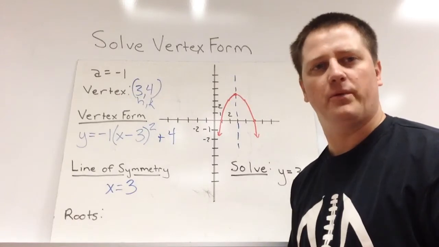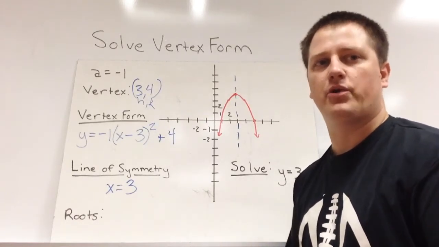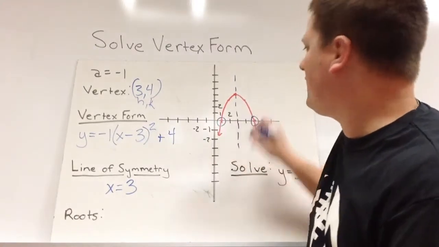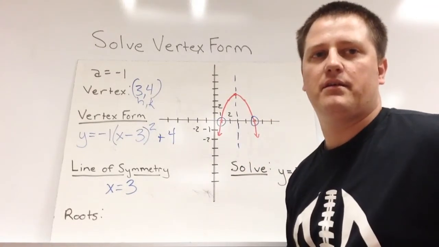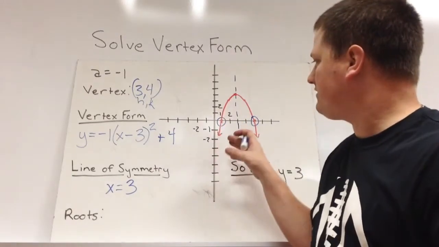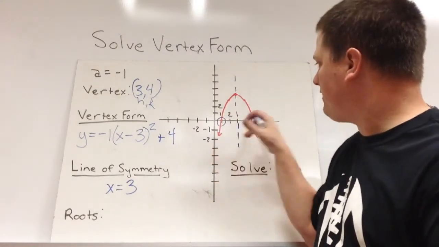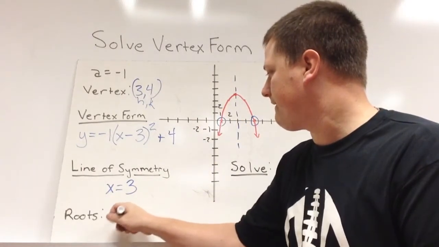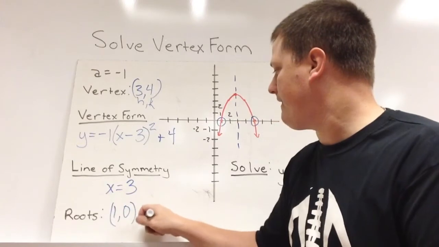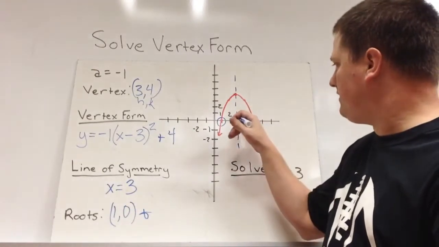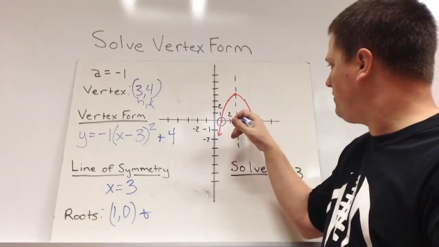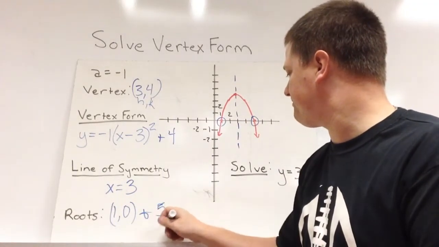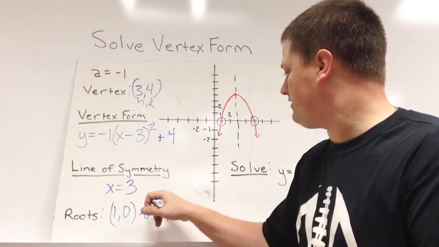Another thing that's pretty simple with a graph is identifying the roots. Our roots are right here. They're where it crosses the x-axis. So we've got our x-intercepts, or our roots, right at these spots. Well, this first point is 1, 0. And our second spot is, let's see, this would be 5, 0. So these are our roots.